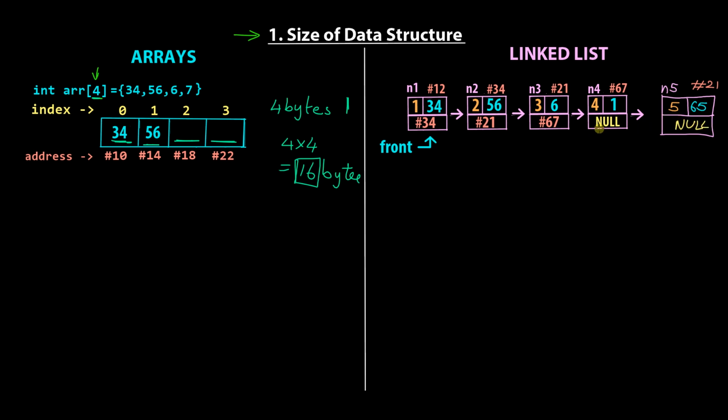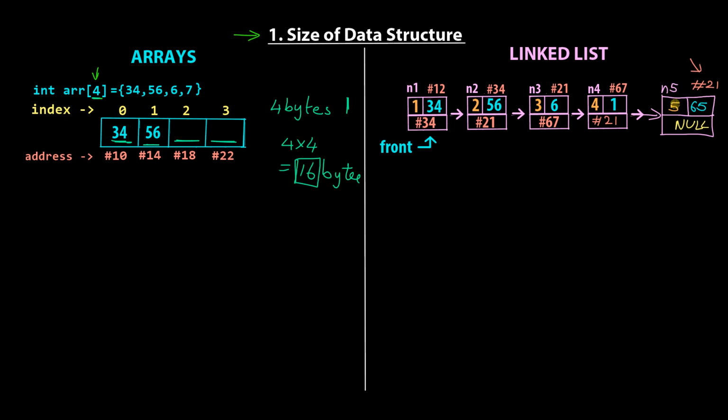Now simply what you have to do is, in the next pointer of n4, you have to store the address of n5, right? So this null has to be erased, and in place of null, we want the address #21. So #21 would be added over here, and now this linking will be done. So n4 will start pointing to n5, and that's how you can see I have dynamically added one node.